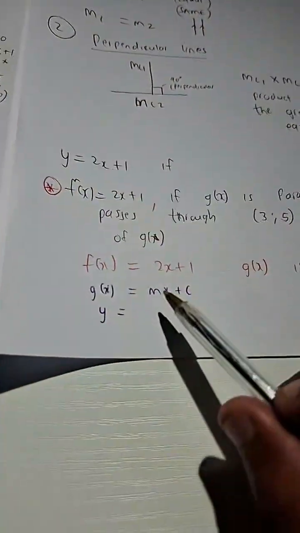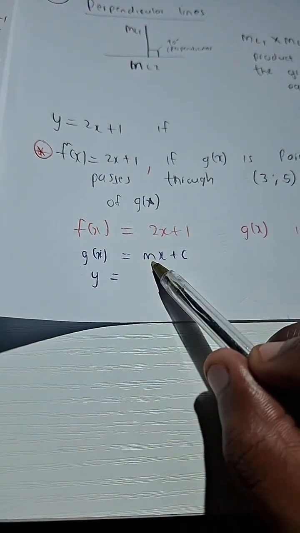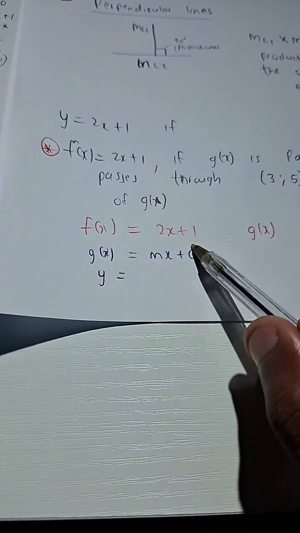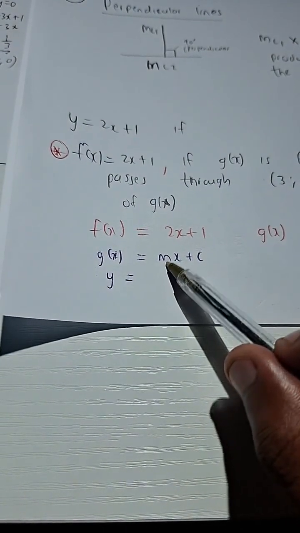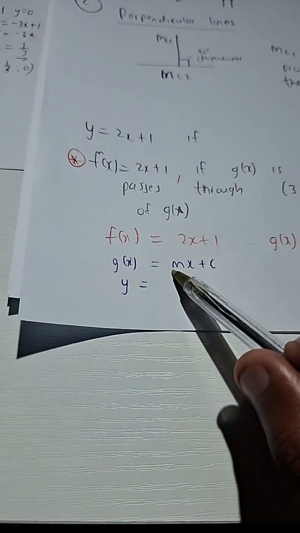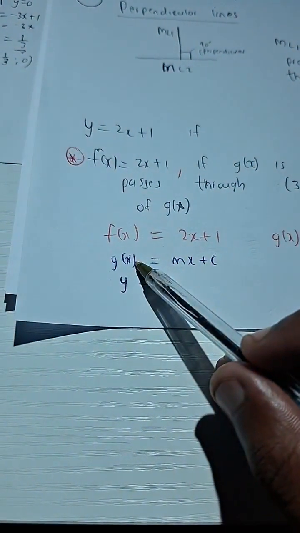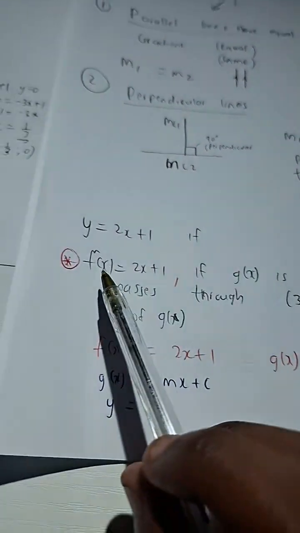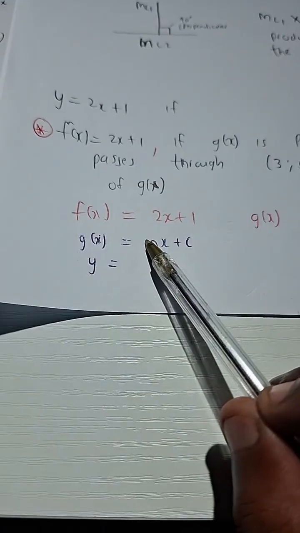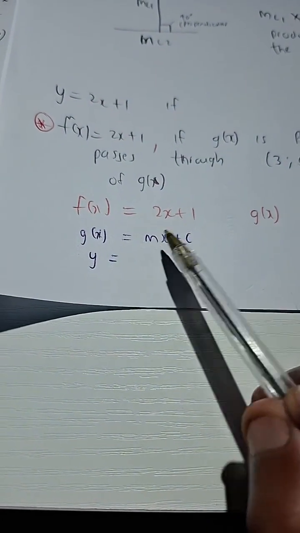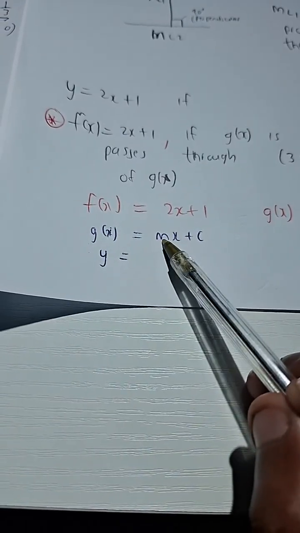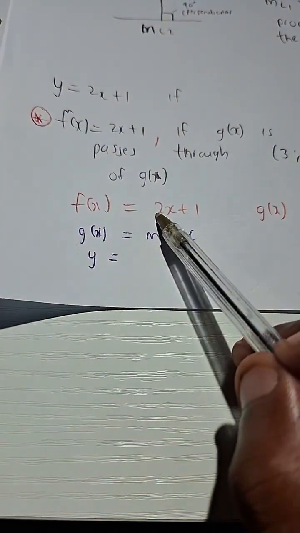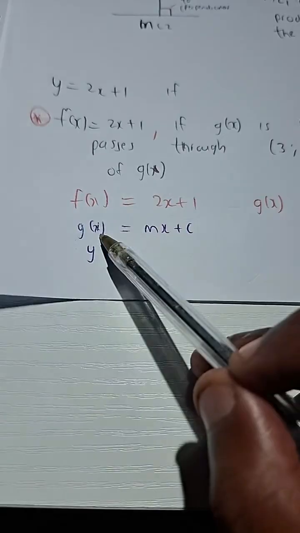Now, all we want to find is the gradient of the function and the y-intercept. So, let's first check here. What is the gradient of g of x? If g of x is parallel to f of x, what is the gradient of g of x? Because we need m and we need c. So we want m, which is the gradient. We know f of x is 2x plus 1. What is the gradient of g of x?